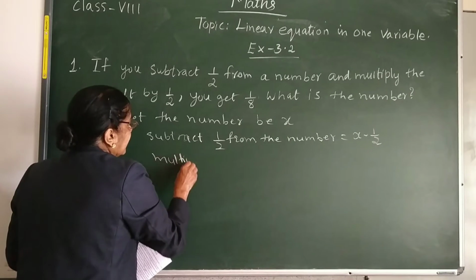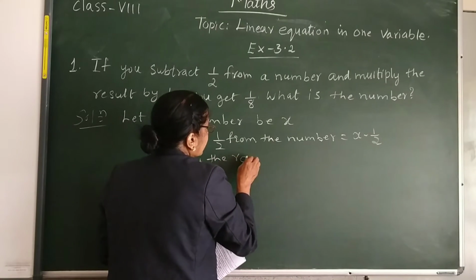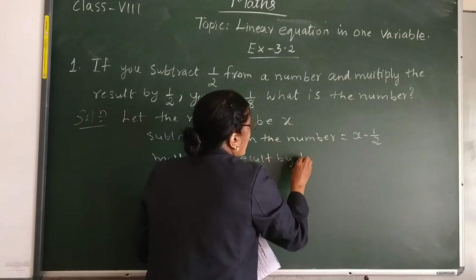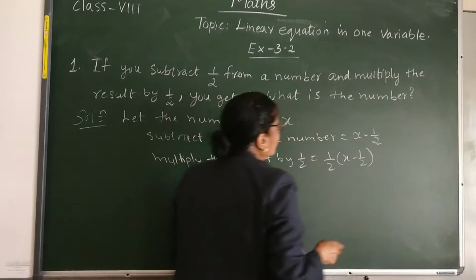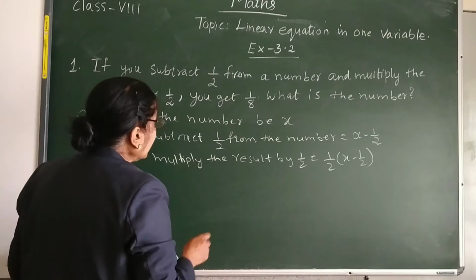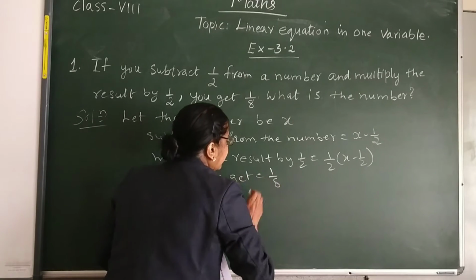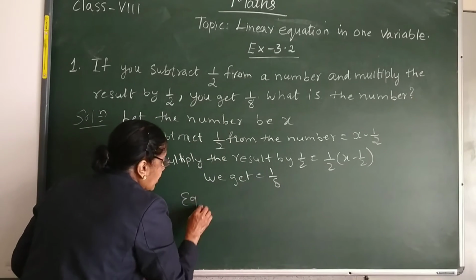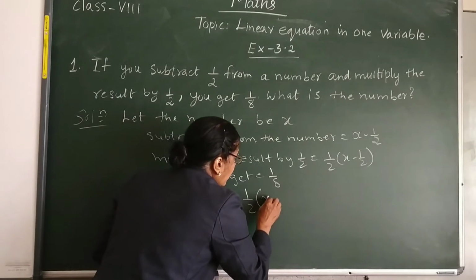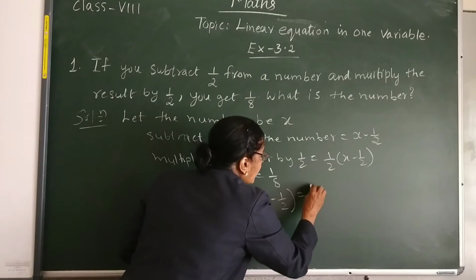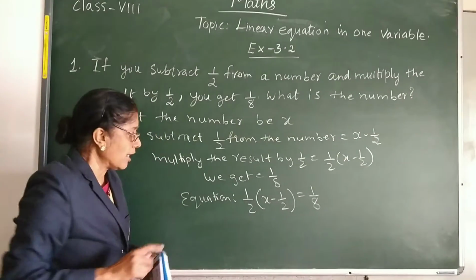So multiply the result by 1 by 2. It will be 1 by 2 into x minus 1 by 2. What will be the product? 1 by 8. So what will be our equation now? Our equation will be half into x minus 1 by 2 is equal to 1 by 8. This is the linear equation we got. So, understood what it is?